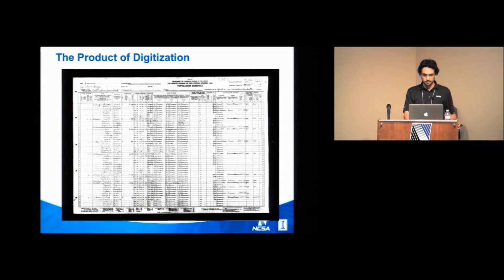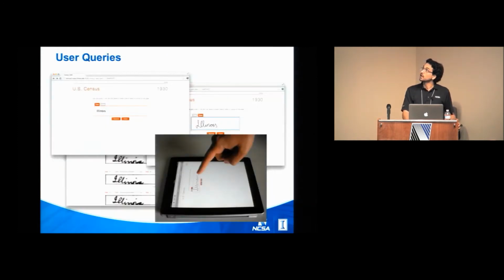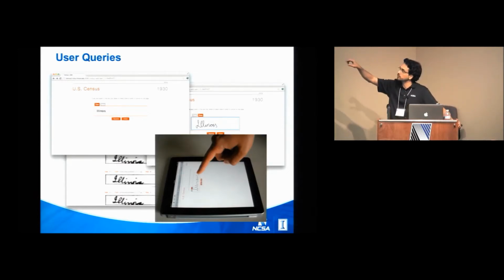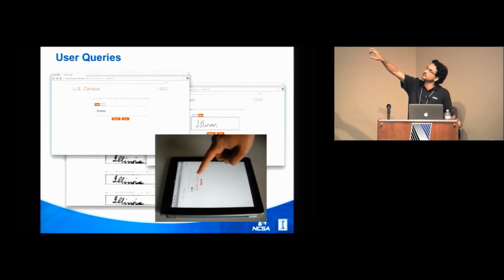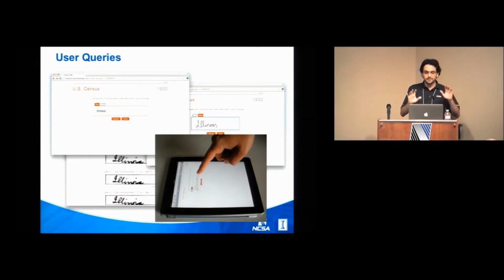Here's a bunch of them. And one way in which we prototyped the system in terms of exploration was you could go to the web or on your iPad, and you can either type a query like Illinois, or on the iPad you can actually try to write it in a similar way, and then the system does the query against the large collection. So that's kind of the goal that we had in mind.